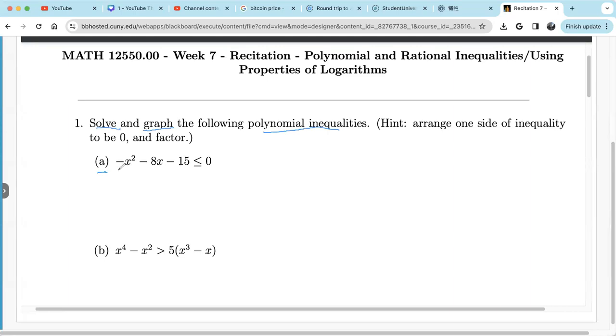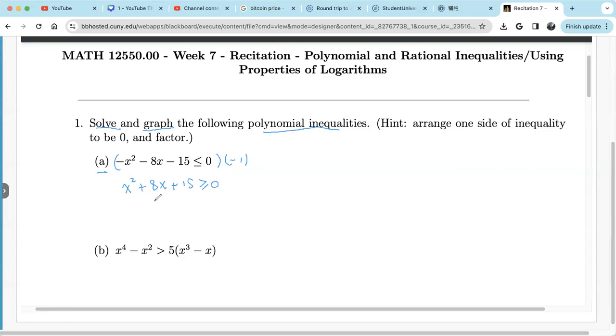So why don't we multiply by -1 on both sides? If we do that, multiply -1 on both sides, we get a positive x squared plus 8x plus 15. And then because we multiply by a negative number, we have to switch this sign, because the negative means a negation.